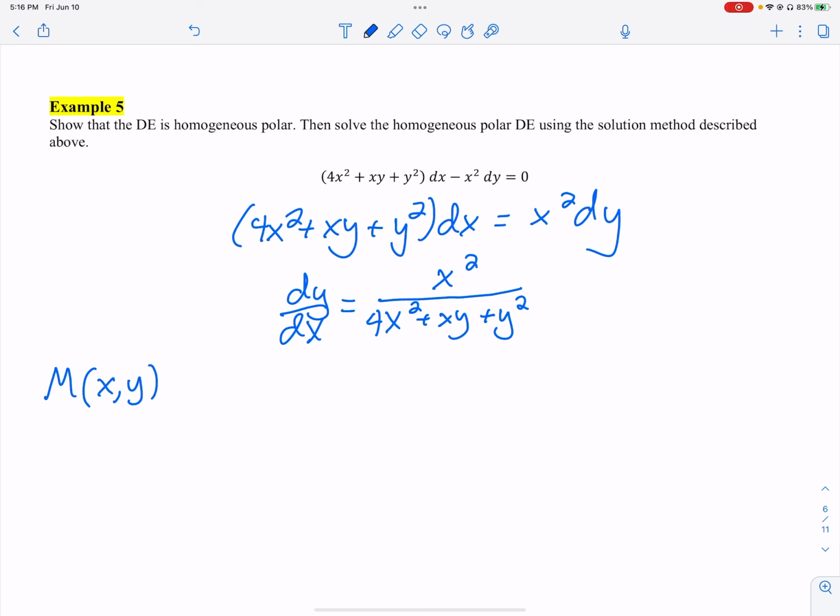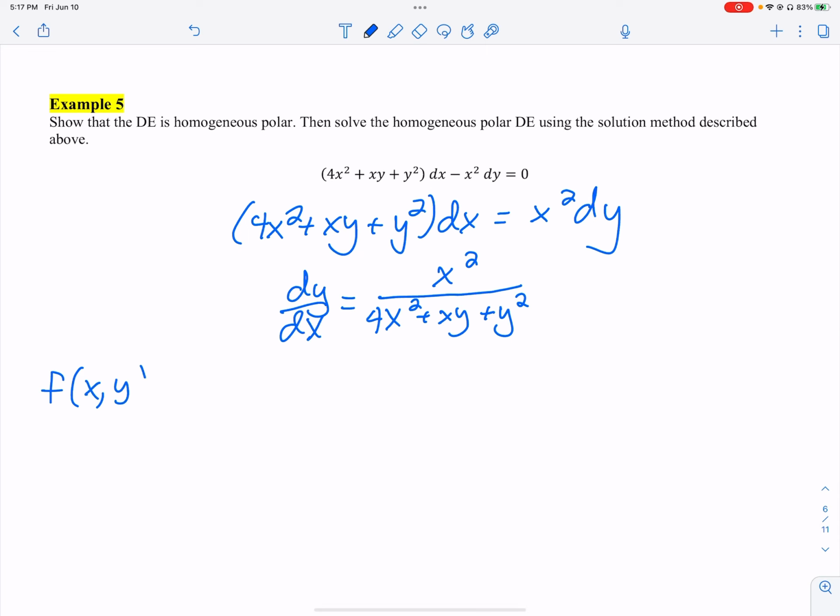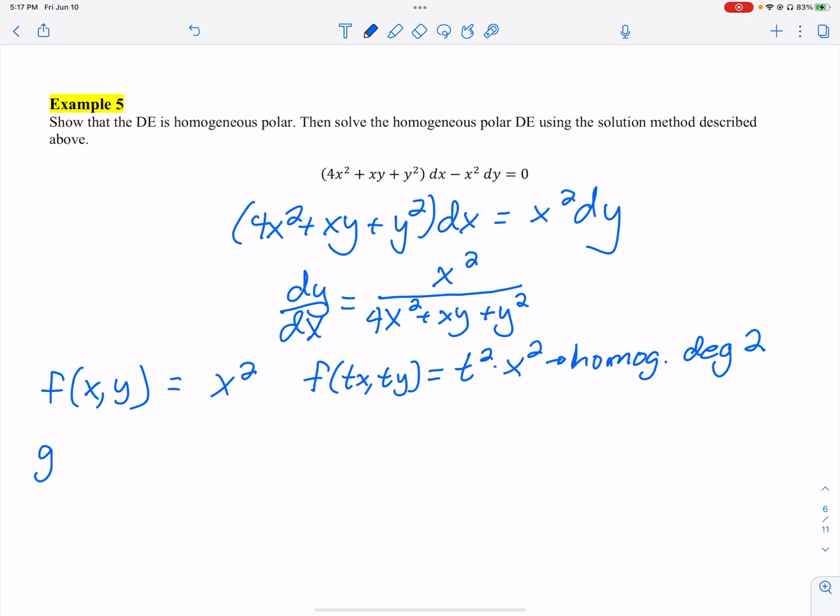Before I even try to move forward with this method, I have to make sure that it's going to work out. I guess they didn't call it M when we had it in this form. They called it f, so I'll do that. f of x, y is the top function. So f of tx, ty is equal to, this one's really easy to see, t squared times x squared. This is homogeneous, degree 2. I also have g of x, y, which is the denominator function, 4x squared plus xy plus y squared.